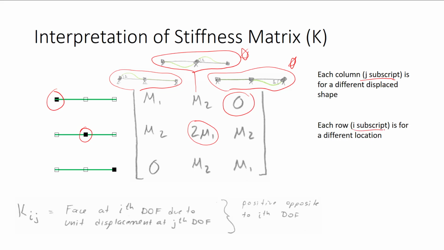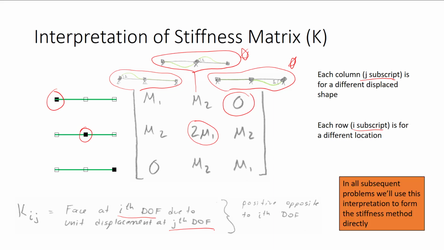The physical interpretation of rows and columns of the matrix are consistent with the use of the i and j subscript. This will become more clear later, especially because in subsequent problems we'll use this interpretation to form the stiffness method directly. So if you don't fully get this yet, don't worry, we'll be working this topic quite a bit more as we develop our later examples.